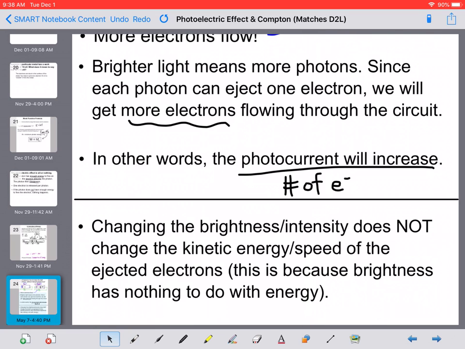However, changing the brightness or the intensity of the light does not change the kinetic energy or the speed of the electrons. This is because brightness has nothing to do with energy. Remember, they're two separate concepts.